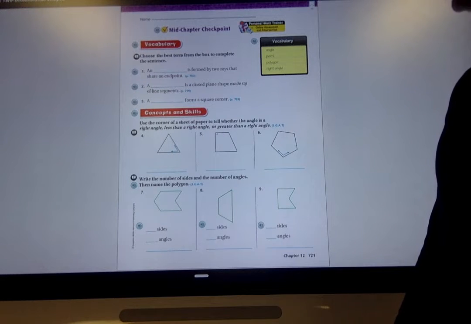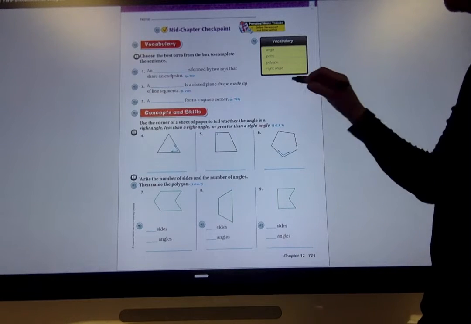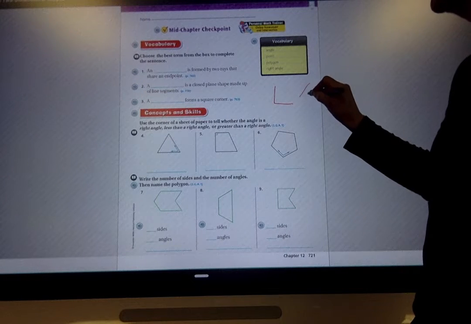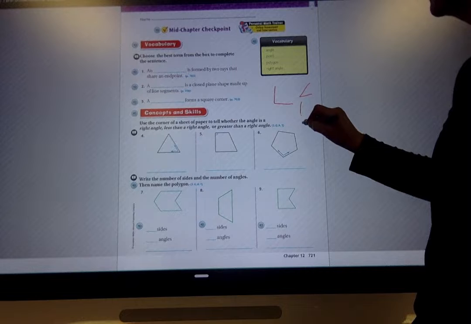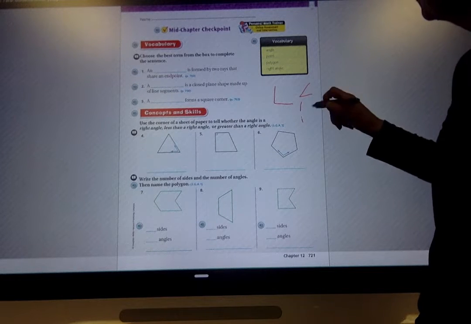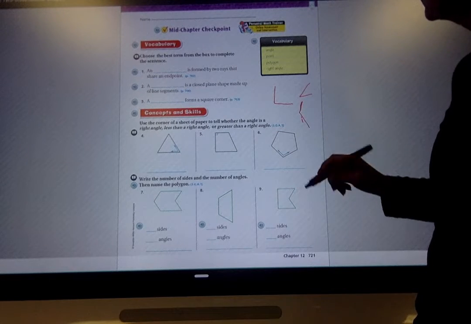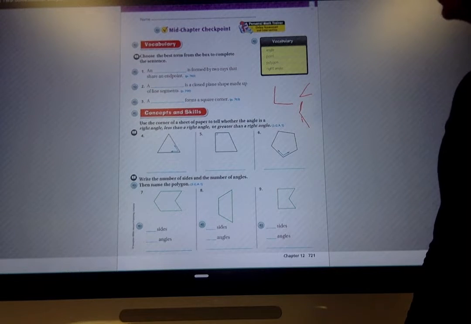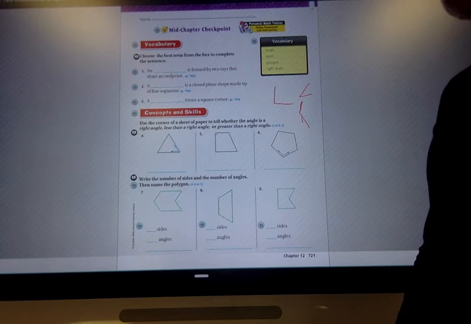Number three, a blank forms a square corner. So it has to be a square corner. Can't be like this, can't be like this. It has to be square. Is that a point, a polygon, or a right angle?